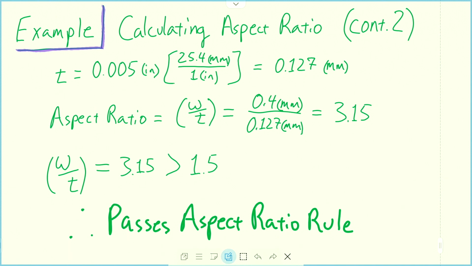The 5 mil stencil has a thickness of 0.005 inches. If we multiply that by the ratio of 25.4 millimeters per 1 inch, then the inches cancel out and we get 0.127 millimeters for the stencil thickness. That gives an aspect ratio of 0.4 millimeters divided by 0.127 millimeters, giving 3.15 as the ratio. And 3.15 is greater than 1.5. So therefore, this example passes the aspect ratio rule.